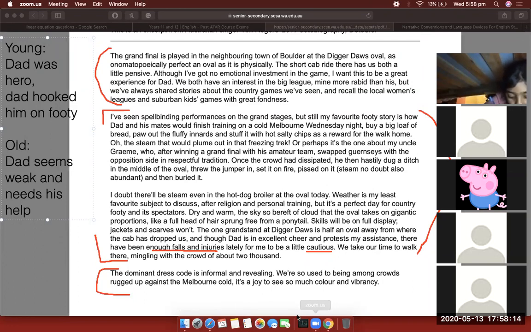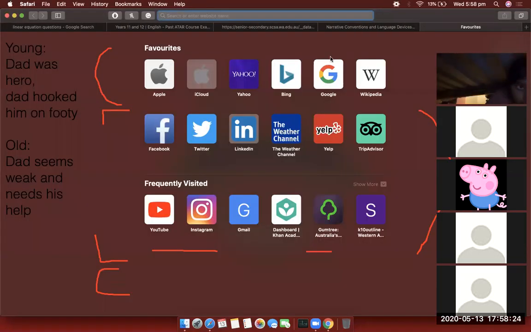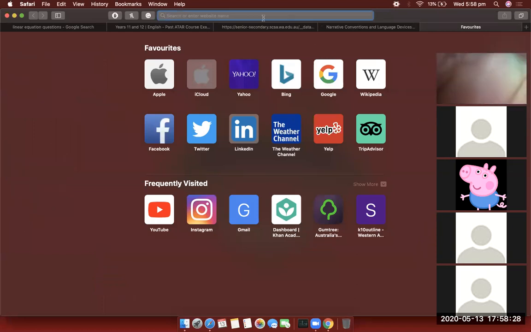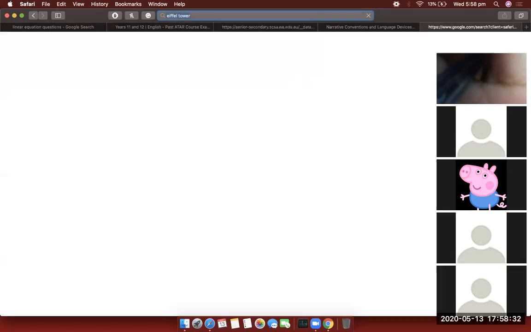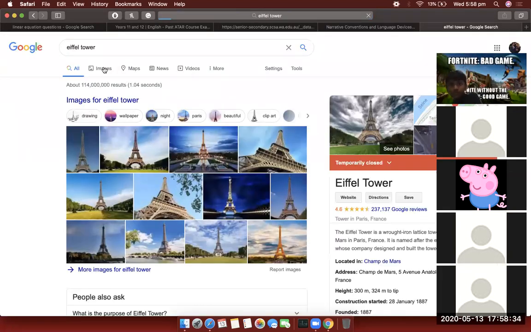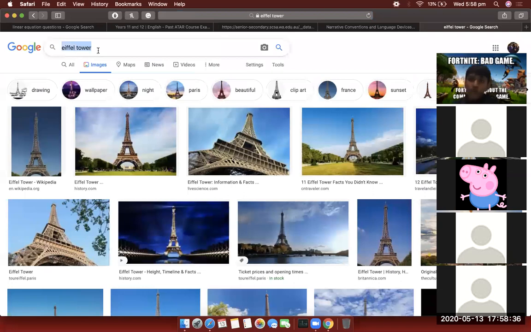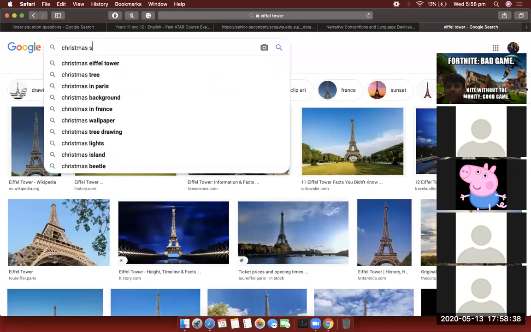I don't understand what to do in the writing. So it's kind of like this, right? I'm going to give you an example. So give me a stimulus, guys. Give me something to write about. Eiffel Tower. All right, Eiffel Tower. Actually, no, that's too similar to your one. A Christmas tree. Christmas tree. Okay. Santa. Christmas tree.